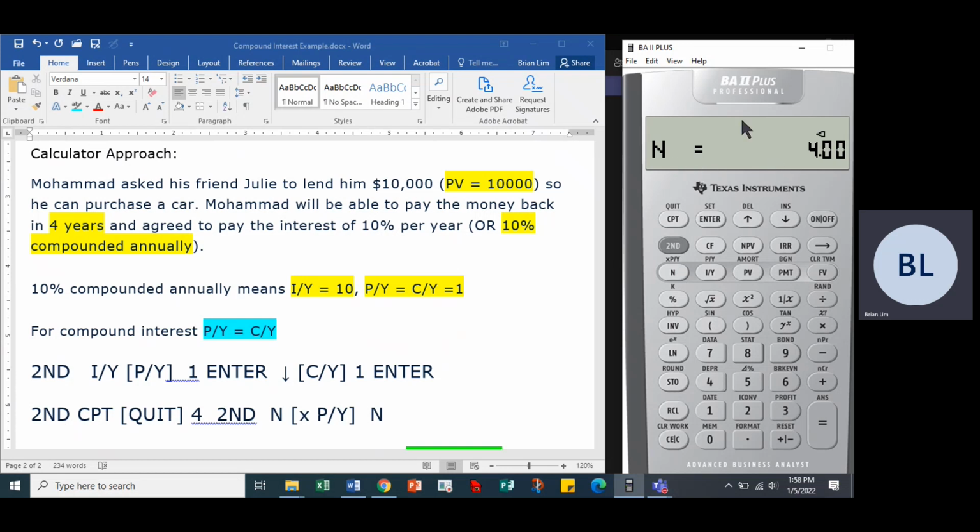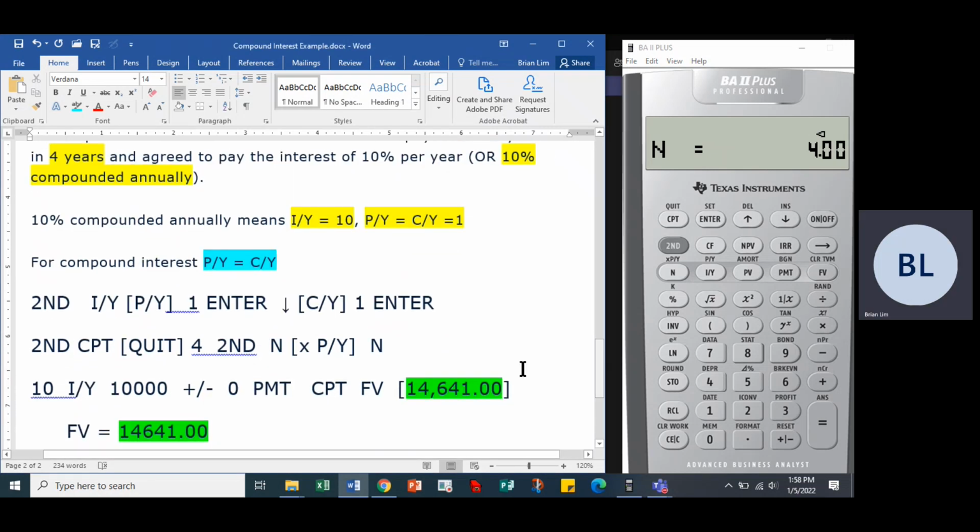And how do we know? Well, because of this equal sign. Whenever you see that equal sign displayed, you know that a number has been entered. Okay? So that is how it's done. Now that is part of it. There's more to come. We have to deal with the interest.